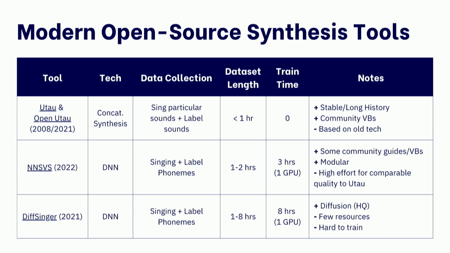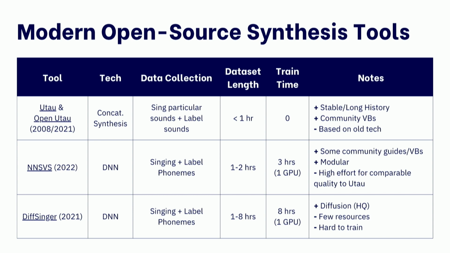The good thing about NNSVS in particular is it does have some community guides and voice banks. And so there are some resources out there we can use to do the system. It's also modular, meaning that it's been created in such a way where pieces of it can be updated over time as more models come out. However, at least at this point in time, NNSVS's quality seems to be somewhat comparable to Utau and OpenUtau, meaning it's quite a lot of effort to get a similar notion of quality.